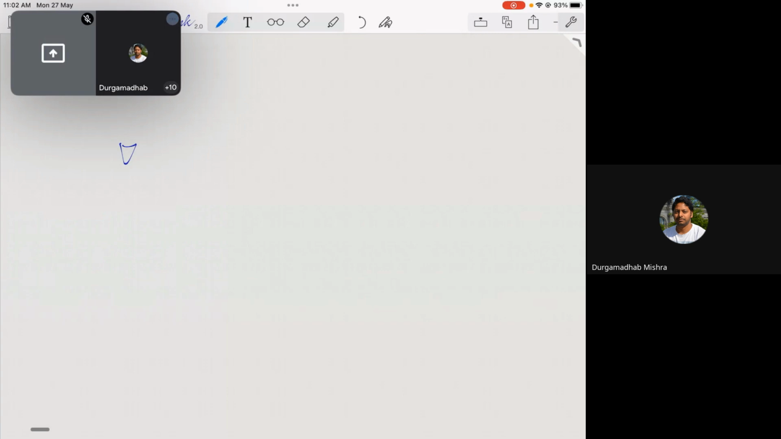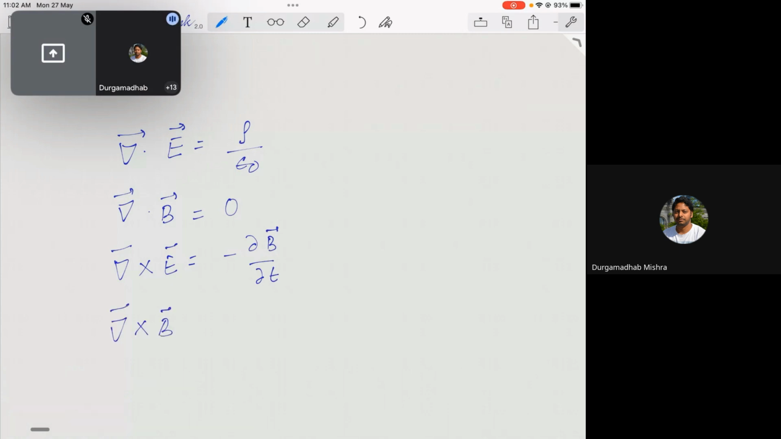So the first, and I am writing it in free space. This is the differential form of Maxwell's equations, which are most commonly known in physics. So del dot B is 0, then curl of E equal to minus del B by del t, curl of B plus.